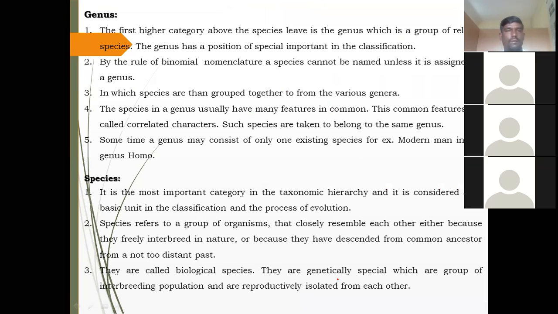Genus, the first higher category above the species level, is a group of related species. The genus has a position of special importance in classification. Genus is a very important category in classification. They show very closely related species at the genus level.